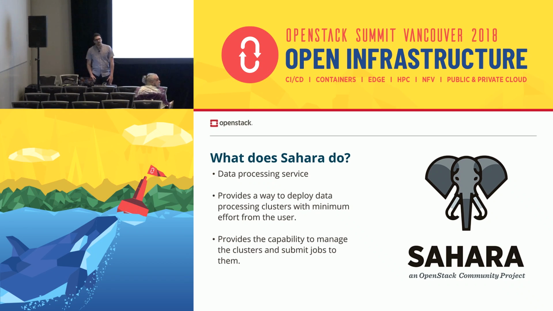So basically, Sahara is a data processing service. We provide a way for you to deploy big data processing frameworks on OpenStack. And right now, we have 5 or 6 main plugins that we support. Those are Ambari, MapR, Cloudera, Vanilla Hadoop, that's upstream Hadoop, and we have upstream Spark and upstream Storm as well.